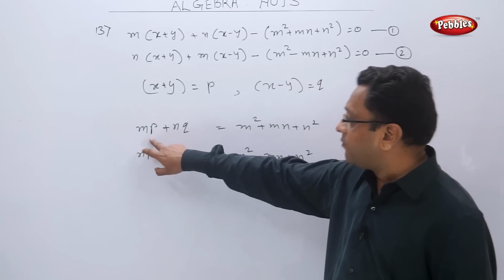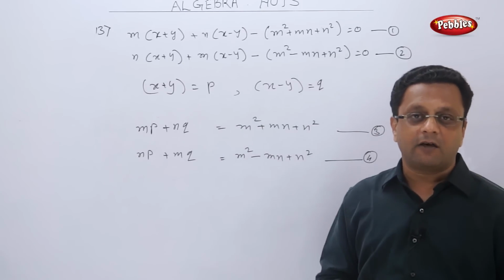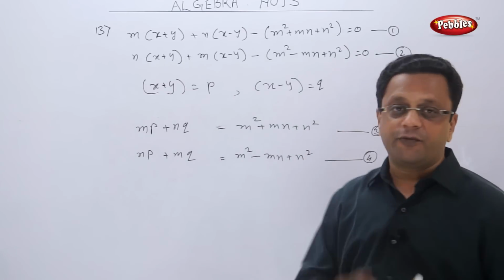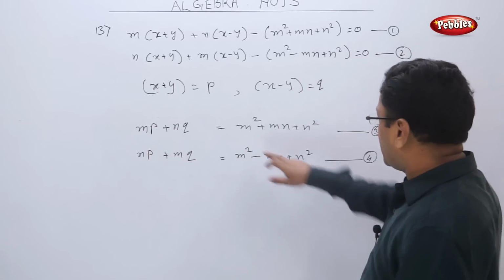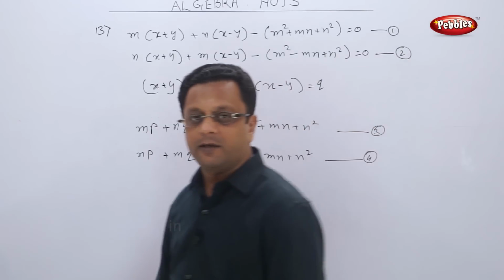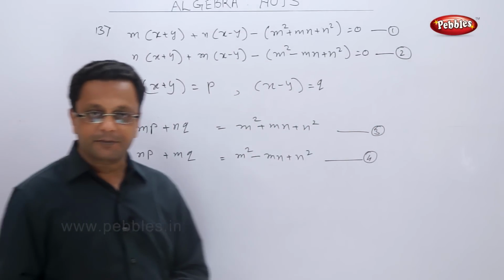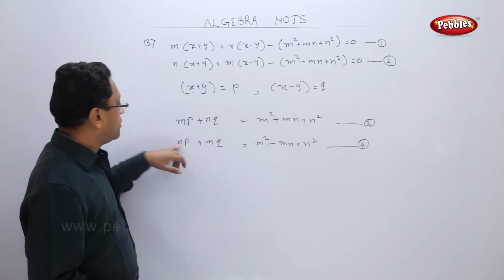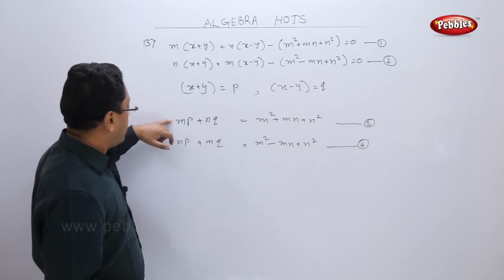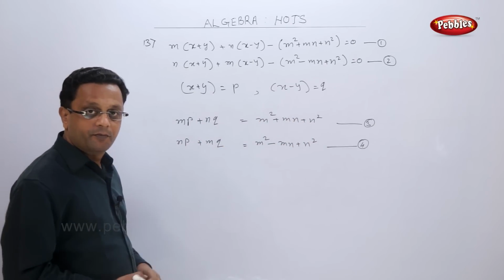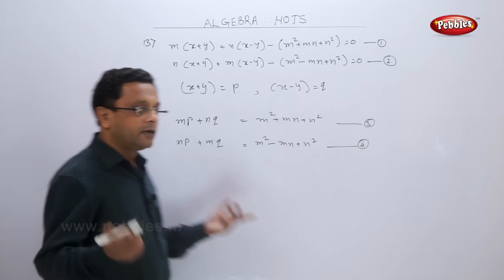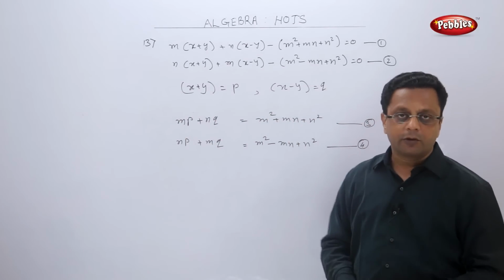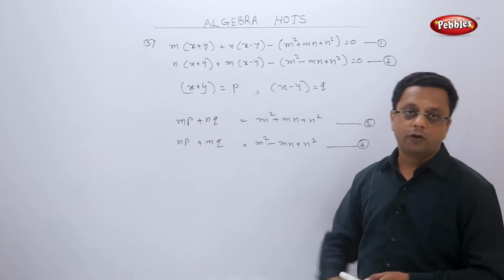Now first we have to find the value of p and q. How will you find the value of p and q? Very simple. Don't get confused by these long terms. Just forget them. I will multiply this equation by n and this equation by m, to match coefficients. So I'll get two more equations, and when I subtract, I'll get the value of p. Substitute, and we'll get the value of q.